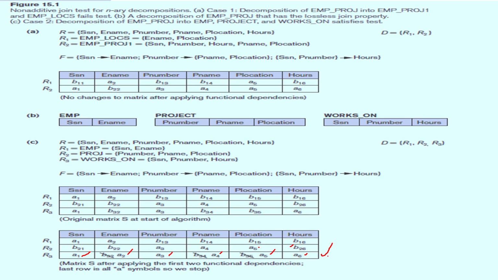If you get the values like this, then it indicates that it preserves the non-additive join property, or you can call this the lossless join property. In this way, you can check whether decomposed relations preserve the non-additive join property or lossless join property.